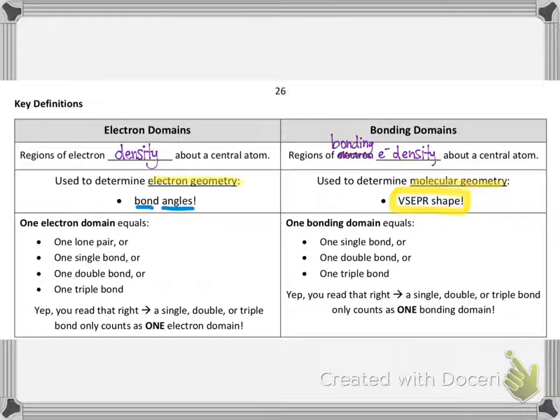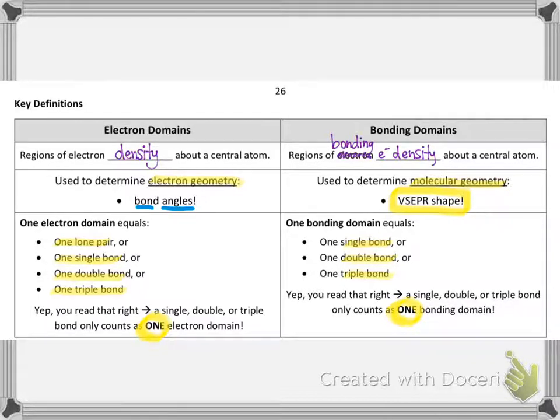Okay, so as far as counting electron domains, basically, if you've got a lone pair, a single bond, a double bond, or a triple bond, that's each one domain. Yes, I totally said it, and it's true. Single, double, or triple bonds, remember, we're pretending they have equal repulsive effect, so they each count as just one electron domain. Well, a bonding domain is all of those things except a lone pair, because it's got to be bonding. So either a single bond, double bond, or a triple bond counts as a bonding domain. But again, single, double, and triple bonds count as just one bonding domain.